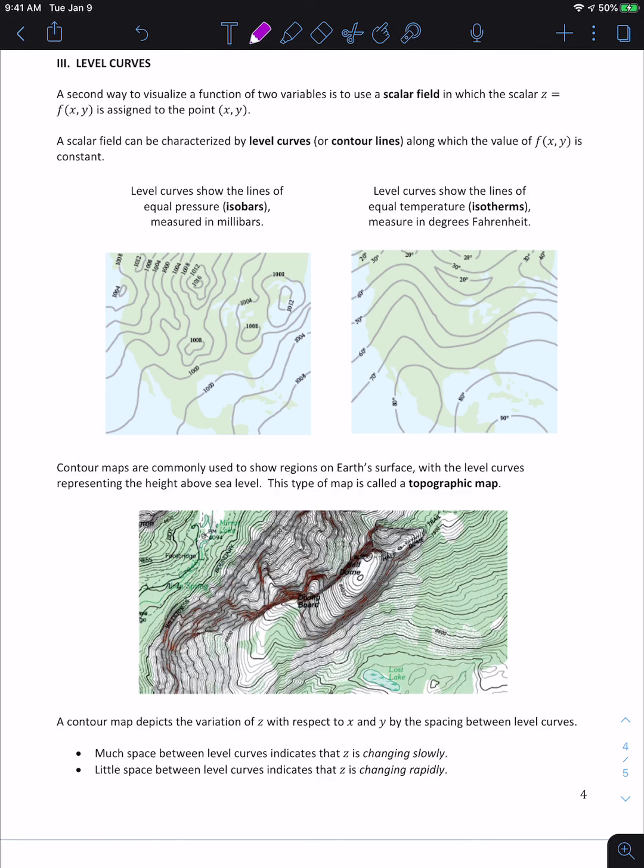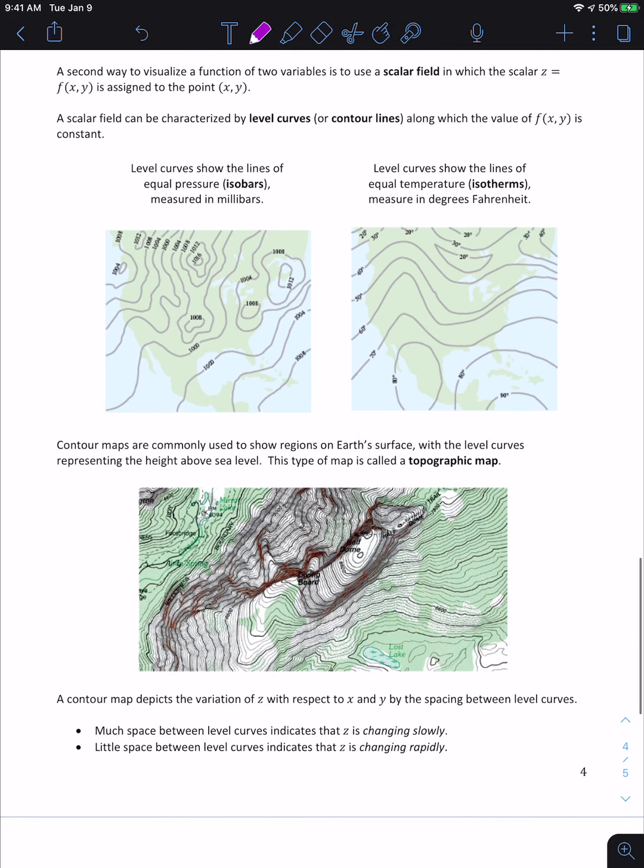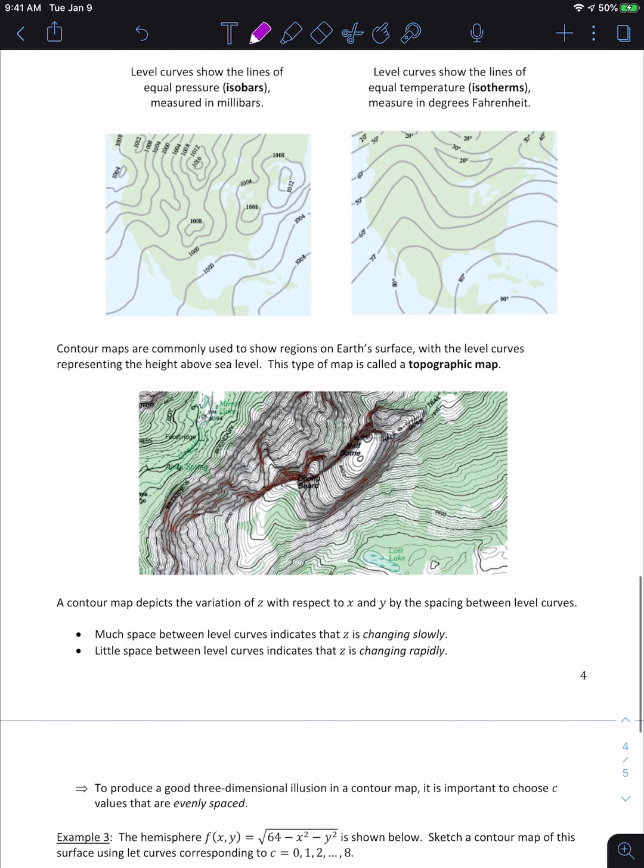How do I know all this information? Well, because a lot of space between level curves means that it's changing slowly, and little space between level curves means it's changing rapidly, right? So again, that's the idea of this right here, because all those level curves are very close, we know it's really steep, right? So again, you're probably familiar with that from when you took a geography class or something in your youth. But we're bringing that back now with the curves that we're used to.